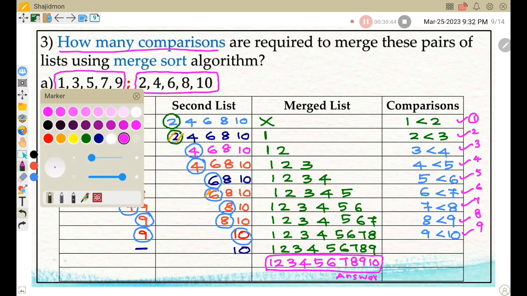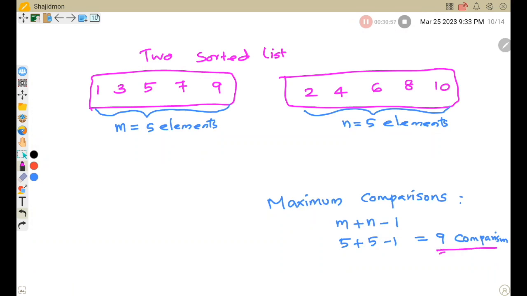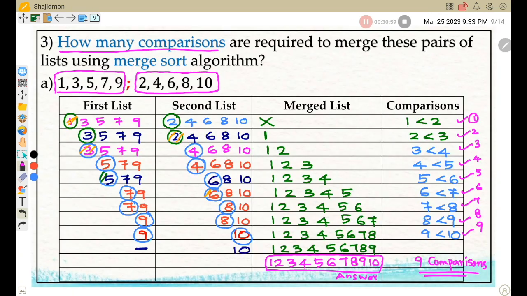What will be the answer? Totally how many comparisons taken? 9 comparisons. So exactly 9 comparisons taken. Maximum how many comparisons will it take? I told 9. So the maximum comparison is taken here in this question. 9 out of 9, correct? All 9 comparisons we have taken for sorting this list using the merge sort algorithm. I hope you understood this question.